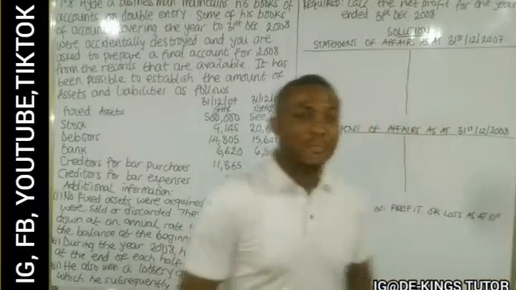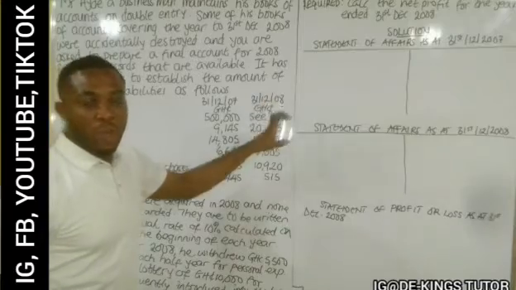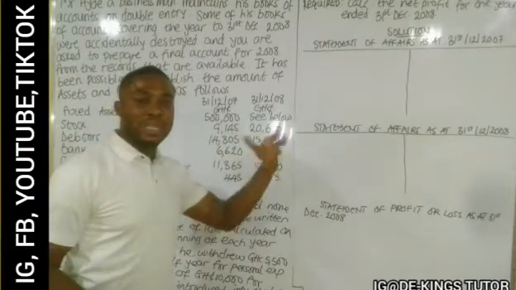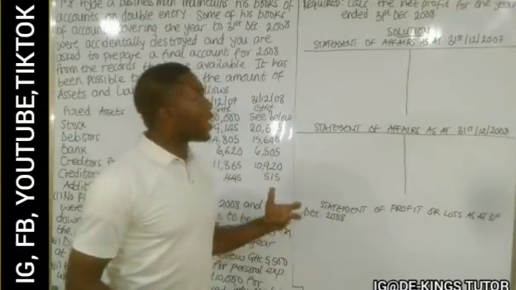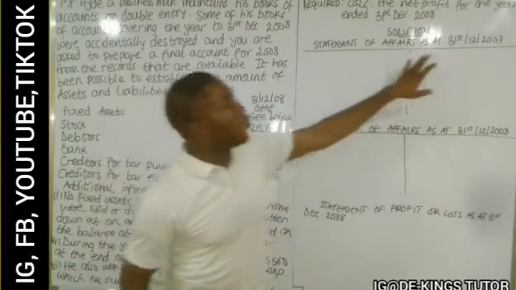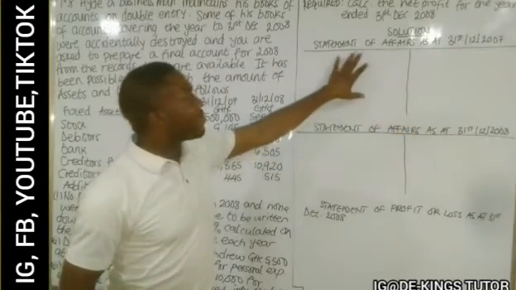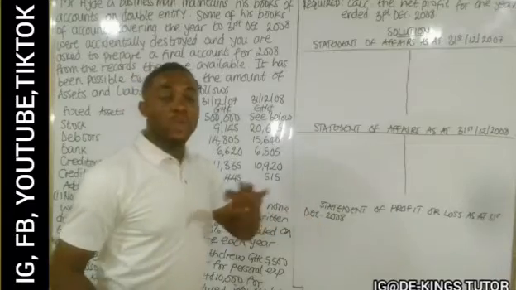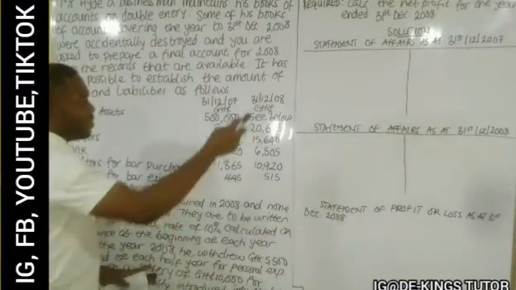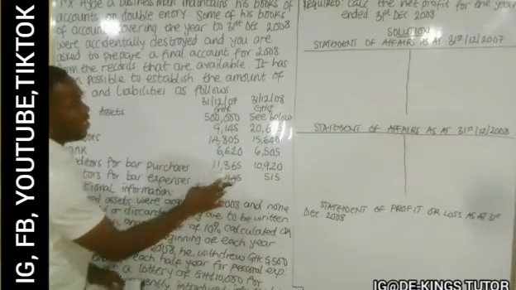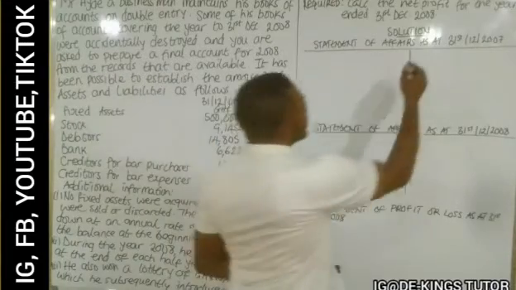So what we have to do is to prepare the statement of affairs using these two dates that are given. We are going to get the opening capital and the closing capital. After that we prepare the statement of profit or loss. The opening capital will be gotten from the one from the earlier year. The statement of affairs is like a brief balance sheet, the same way you prepare your balance sheet. So we are going to do this now, using the first date. We have fixed assets, so we are going to post here fixed assets.